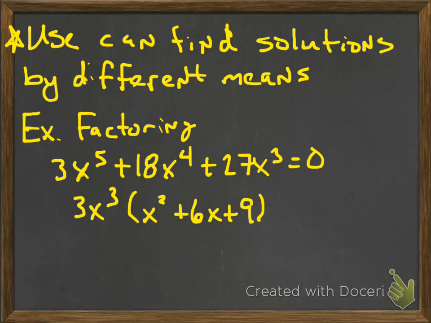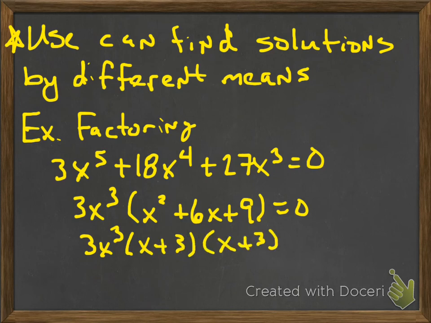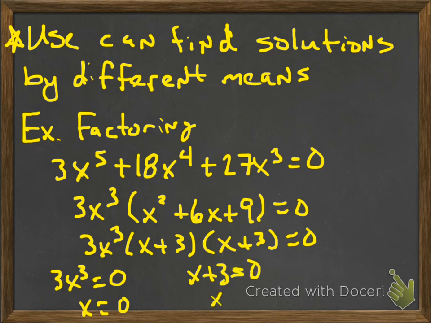Then you can factor the x squared plus 6x plus 9 to be x plus 3 squared. Notice I still have the 3x cubed. Again, this comes back to your factoring rules from chapter 5 last semester, so you have to go back to those, like a plus plus is a plus plus. 3 times 3 is 9, 3 plus 3 is 6. Okay, set them equal to 0: 3x to the third power equals 0, x plus 3 equals 0. And you'll get x is equal to 0 and x is equal to negative 3.